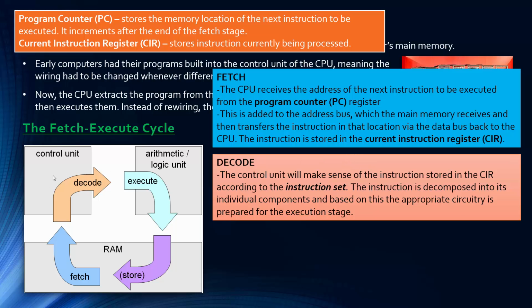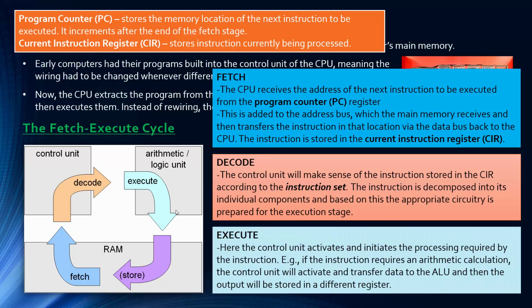So the decode stage now involves the control unit, and the control unit will try and make sense of the instruction. It needs to decompose it into individual components. So we have an opcode and we have the operand. This will be covered in a couple of minutes when we look at assembly code, and it makes sense of this instruction according to the instruction set. And based on this, it will prepare any appropriate circuitry for the execute stage, and this will mainly revolve around the arithmetic logic unit. This is what really does the calculations. It may involve other bits of circuitry too.